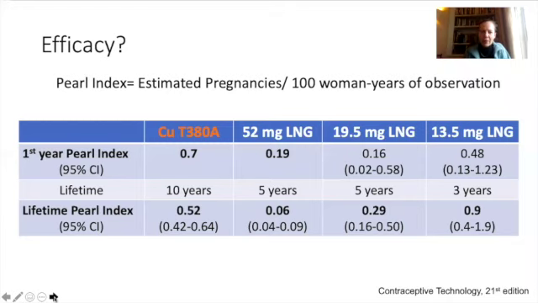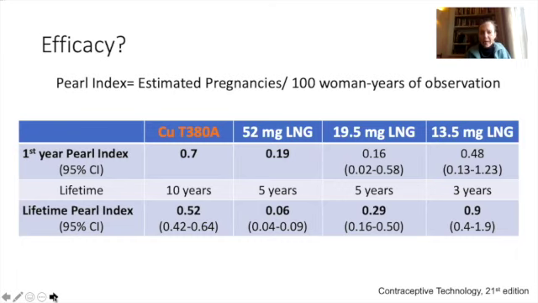So the lifetime Pearl Index of the copper T380A is a little bit lower at 0.52 pregnancies per 100 woman years of observation, but that is still probably about 10 times higher than what we see with the 52 milligram levonorgestrel IUD, where it is estimated at 0.06 pregnancies per 100 woman years of observation, which I keep in my head as the easy to quote 1 in 1,000 chance of getting pregnant.